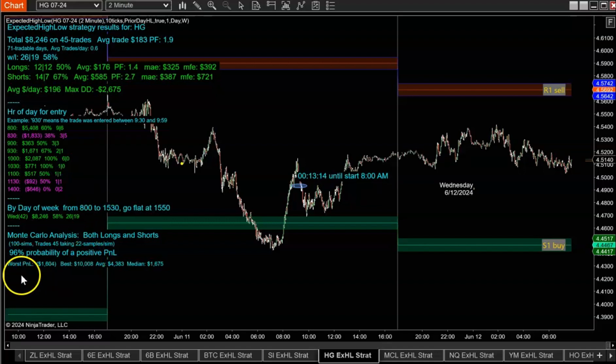Now that's good. The worst P&L of that set of 100 was $1,600. So we did have one simulation that was a loss of $1,600. But the best simulation totaled $10,008. And the average was 438 and the median was 1675. So these are really good numbers. 96% chance of being positive and a really good chance of an average positive number. So definitely want to look at copper at these levels.